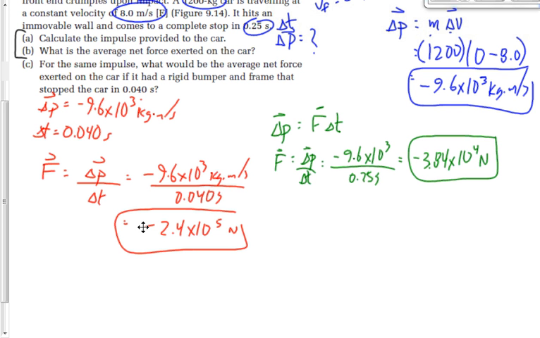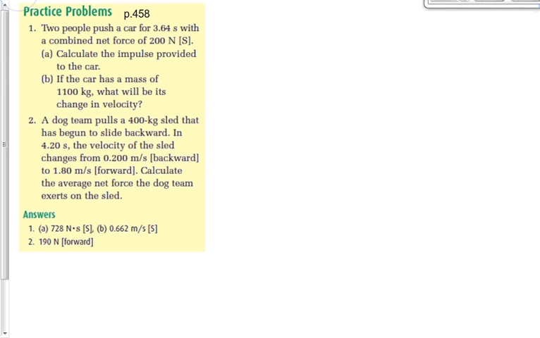What happened here in question C? We decreased the stopping time. What did it do? It increased the force. Most times, we want to decrease the force, unless we want to break something, in which case we would want to lessen the stopping time to increase the force, right? We'll talk more about that a little bit later on after you've worked on a couple questions here. Questions I want you to work on right now, page 458. I'll give you about 10 minutes and see what you can do with it.